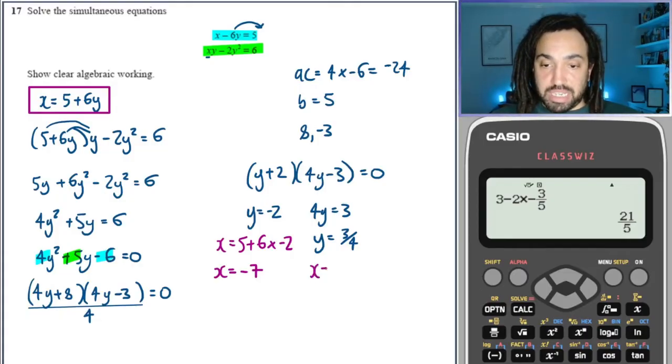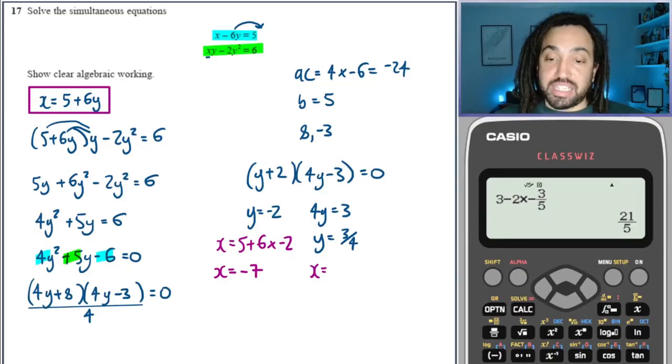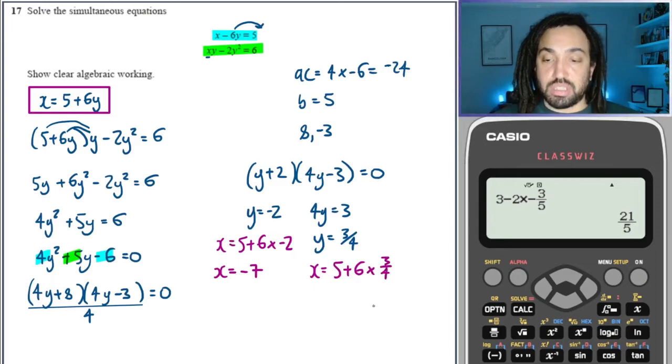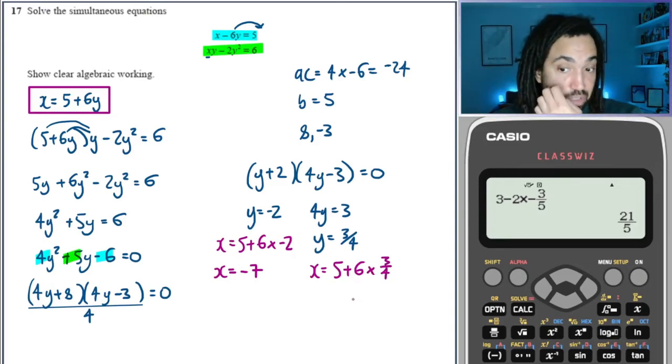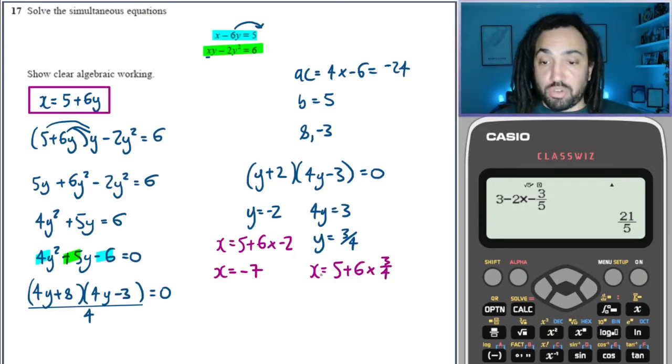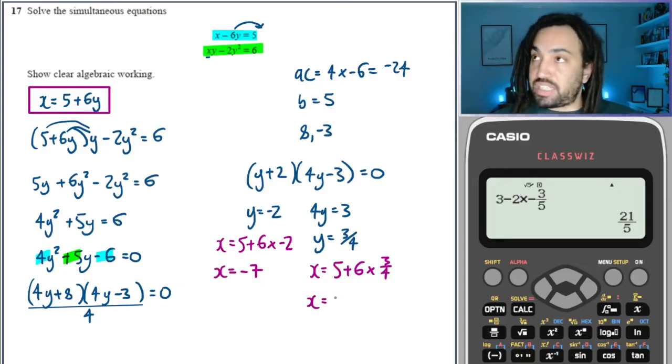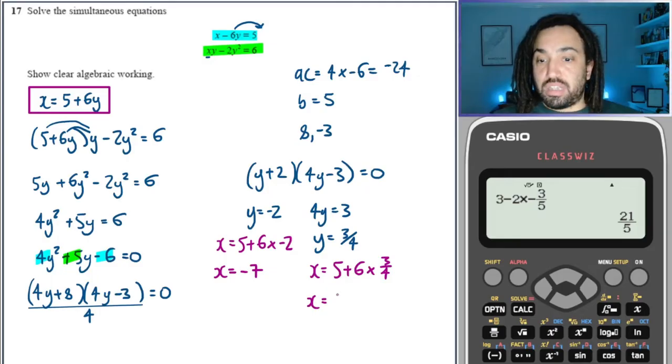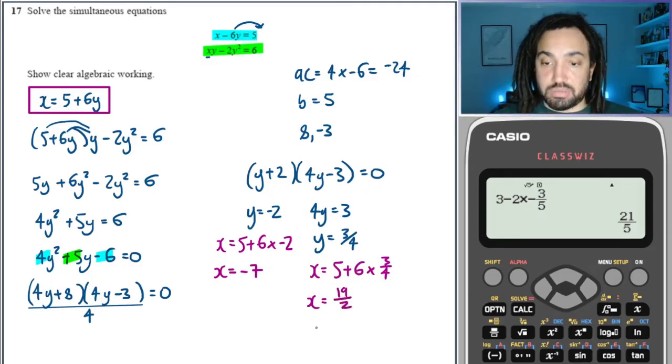And this one, see what I did there? I wrote y equals, because I'm so used to subbing back in for y, sometimes you've got to remember that you've got y, you need to find x now. So x equals 5 plus 6 times 3/4. 6 times 3/4 is 4.5. So 5 plus 4.5 is 9.5, or 19 over 2. We'll leave it like that.